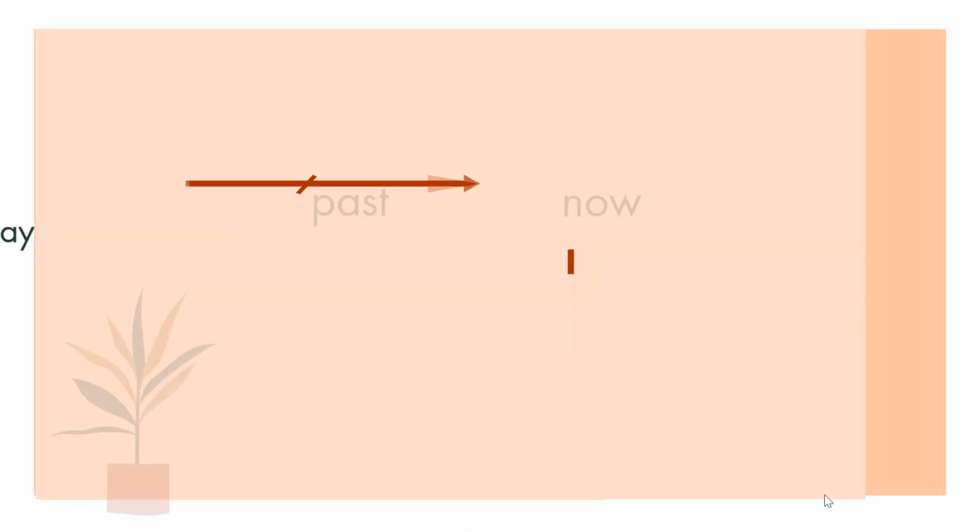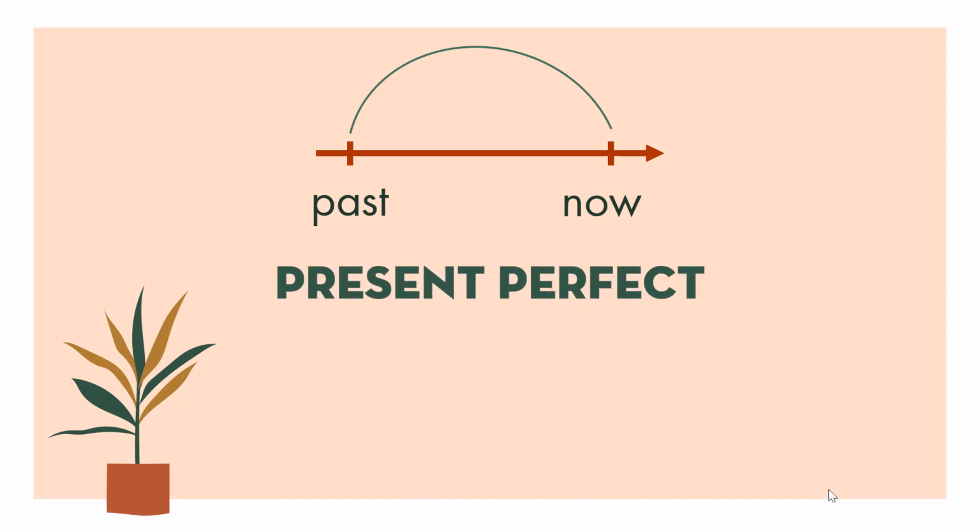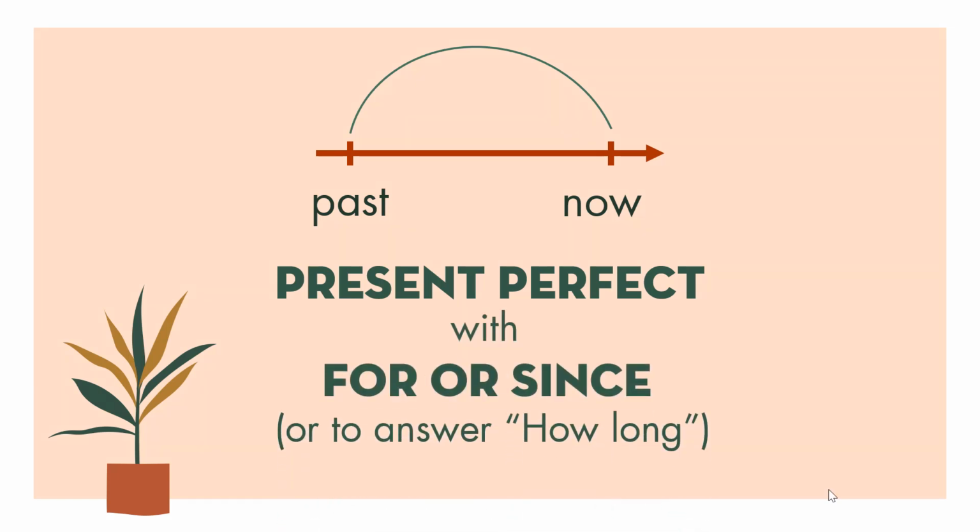So, what about when you're trying to describe an action that began in the past and continues to now? I introduce you to the present perfect. We can use the present perfect in a lot of situations, but specifically in this lesson, we will answer the questions of how long by using the word for or since, as I have mentioned.